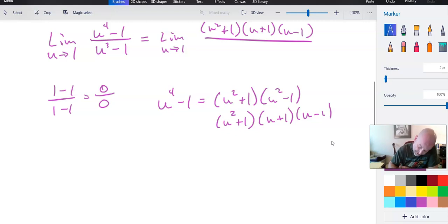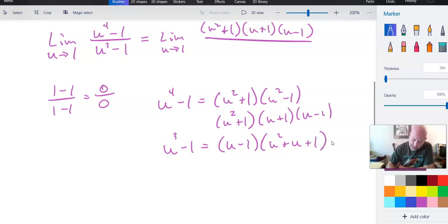Right, and then the denominator we need to factor now. So this is the difference of cubes, and there's a formula for that. It starts out with u minus 1, that's a minus b, times a squared plus ab plus b squared. Okay, and so I'll write that one in.